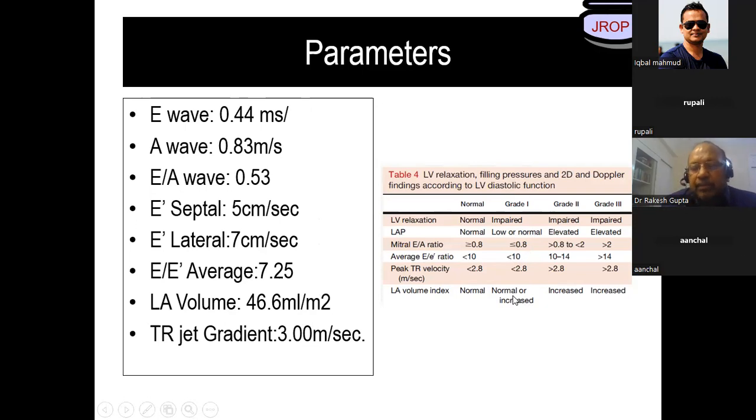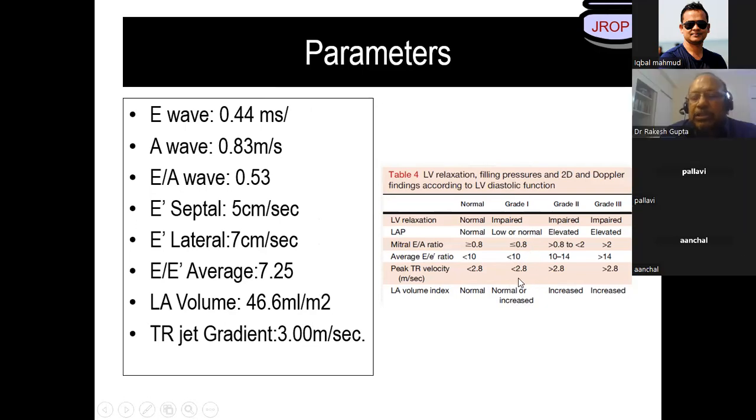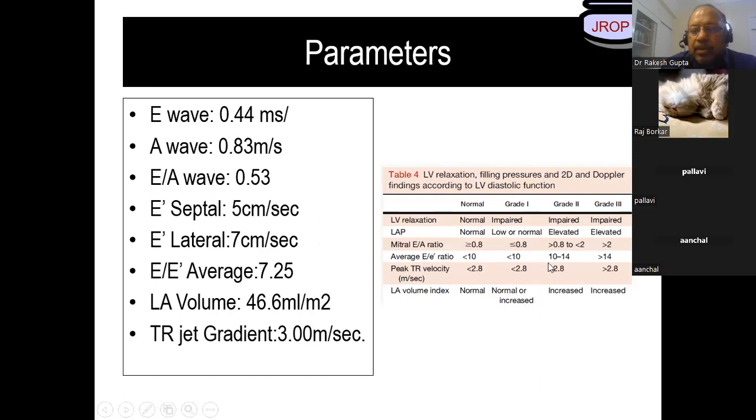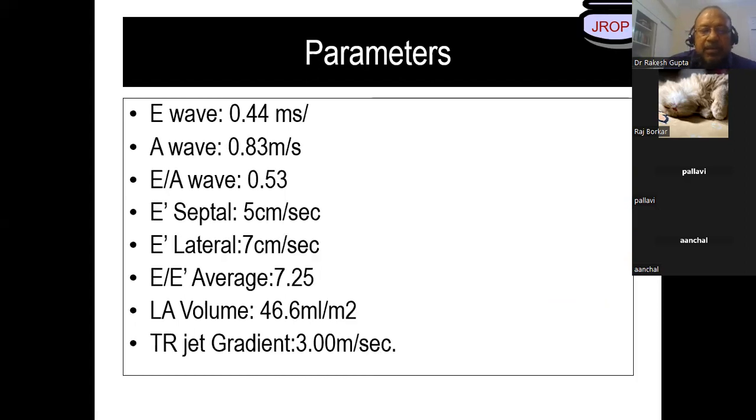Yes, sir. At least grade 1, because of the TR jet velocity being high. There could be confusion between grade 1 and grade 2, but at least grade 1 is definitely there. So we have to look at all these parameters to look for diastolic dysfunction in normal subjects, right?